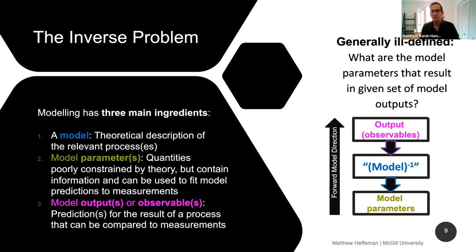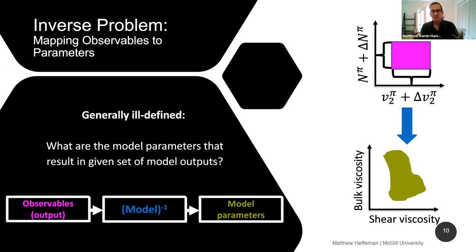For very simple problems, this may be invertible, but as you get to more and more complex applications, for example, there might not be a one-to-one mapping of a particular output to a particular set of model parameters. Your model might have degeneracies, which means that a particular value of outputs maps to a distribution of model parameters, for example. So what the inverse problem is really doing is mapping an observable to a parameter, or a set of observables to a set of parameters, or any combination thereof.